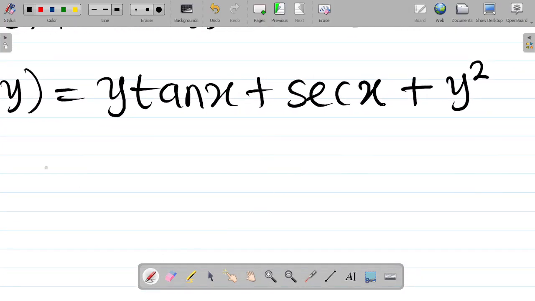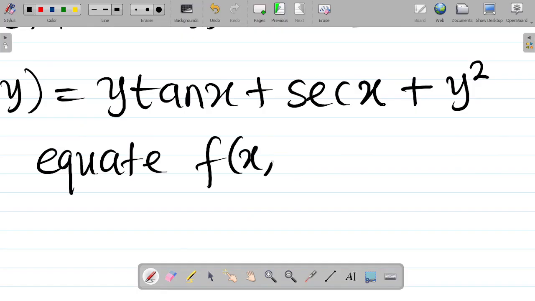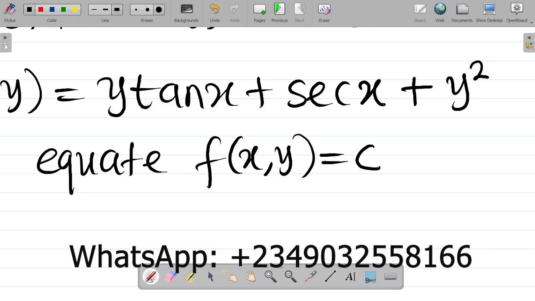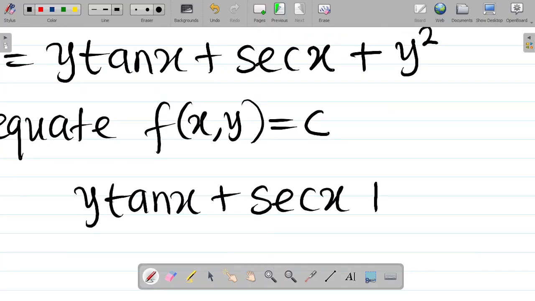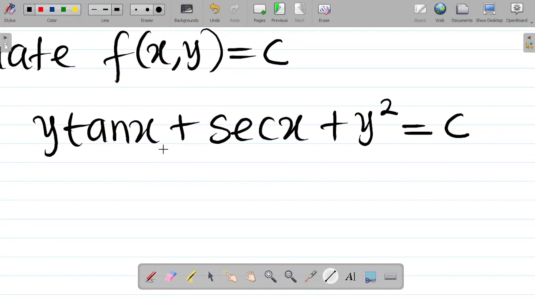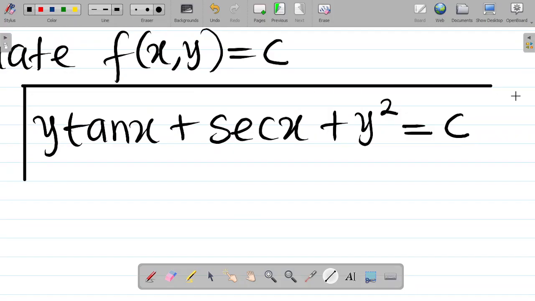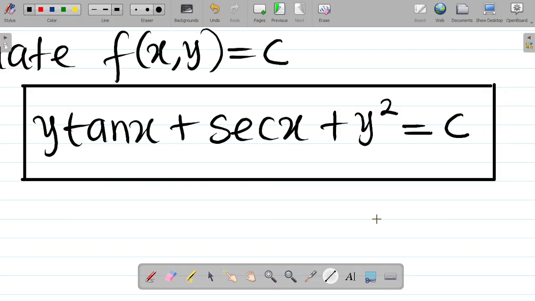Your final task is to equate f of xy to c. And if I equate that, I'll have that f of xy is y tan x plus sec x plus y squared. Equate this to what there? C. So I have this. So basically what you have here becomes the answer to the question. So this is how we solve questions on exact equation. Right? Here is your answer.